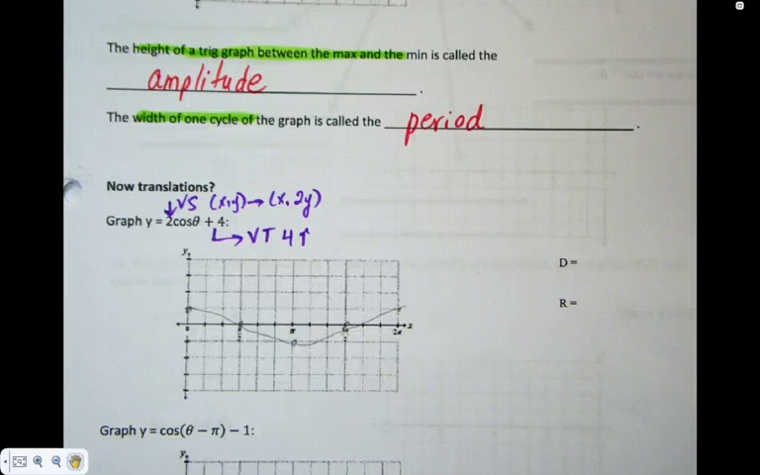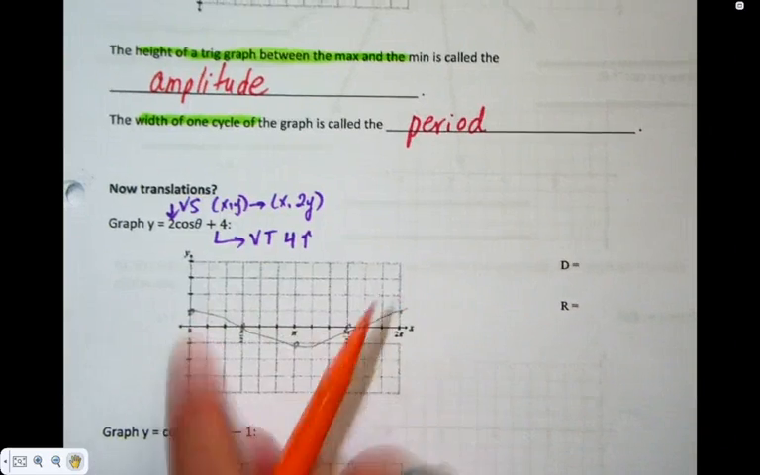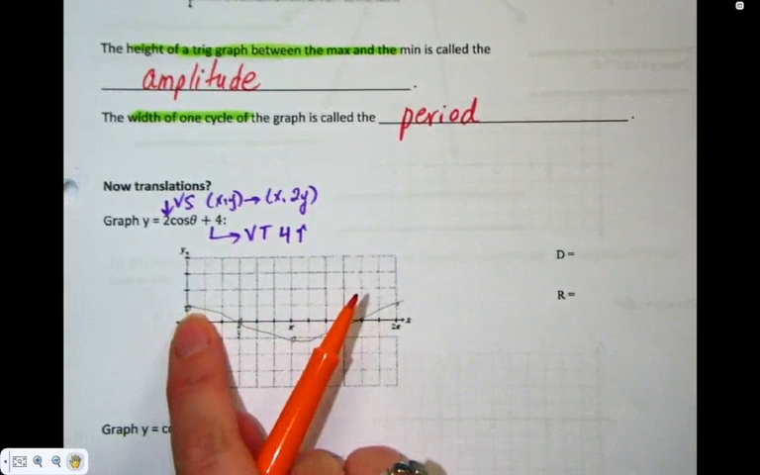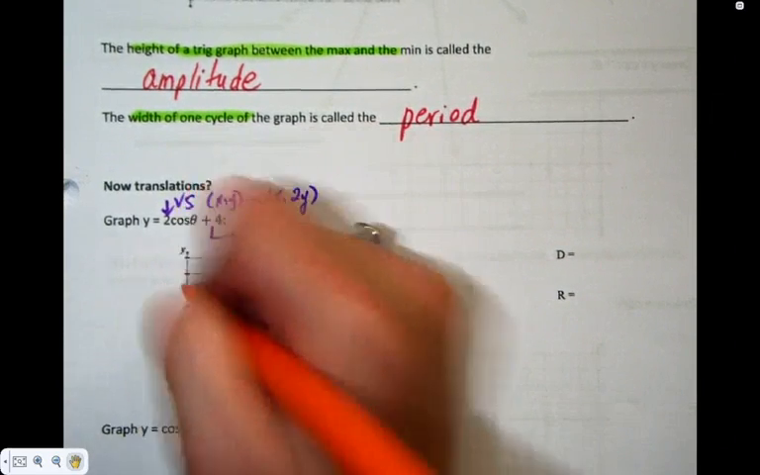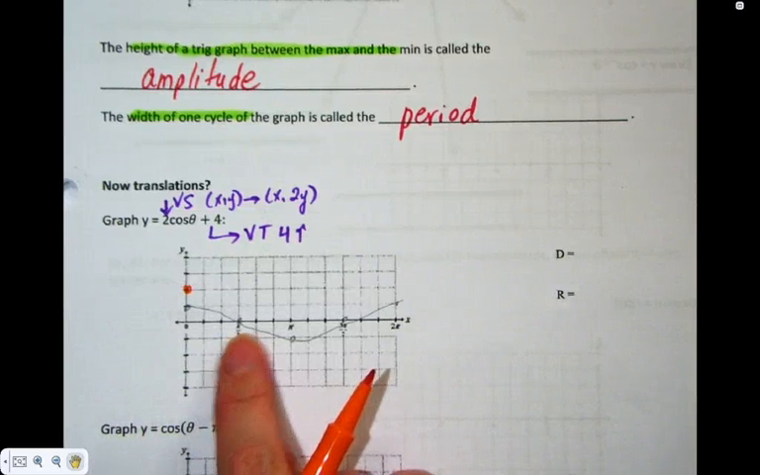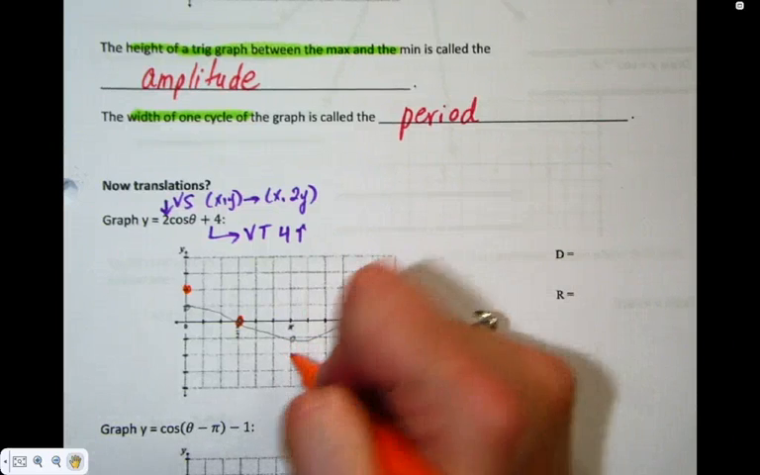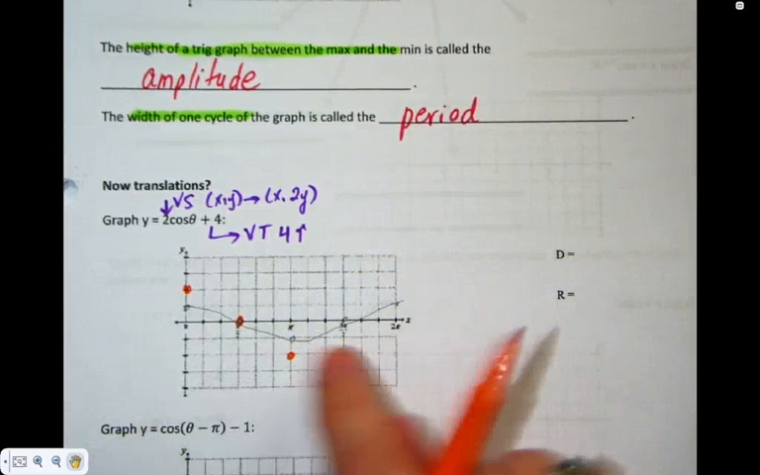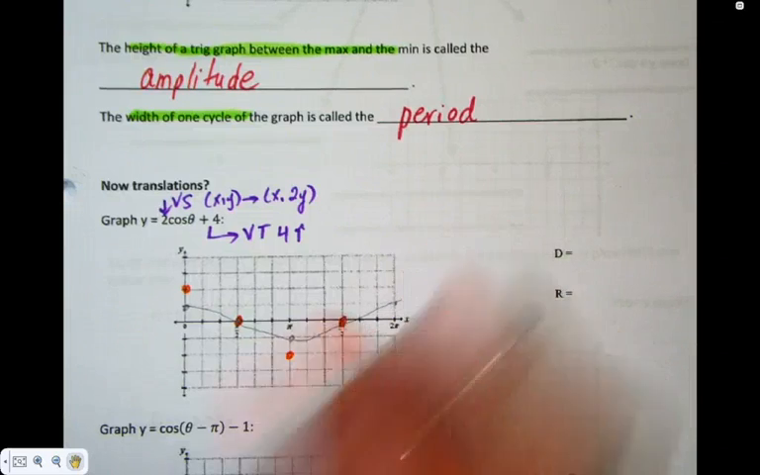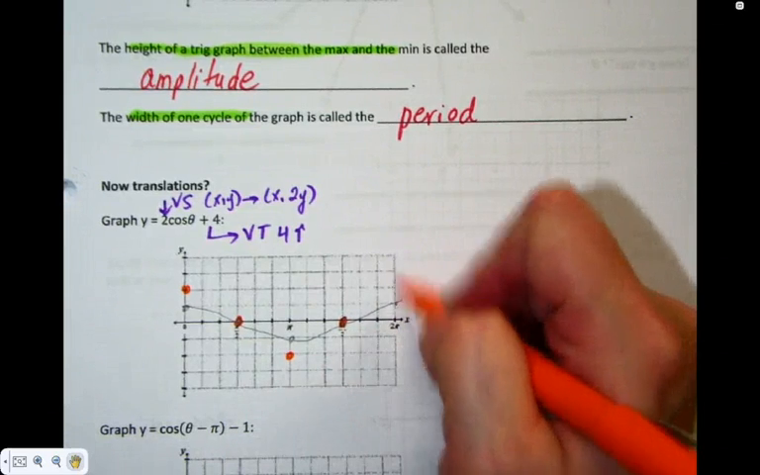What do I do first, the stretch or the translation? The stretch. Why? Because it's first. And if you go back to BEDMAS, what comes first? Multiplication or addition, subtraction? Multiplication. That's why we do it first. So I'm going to take all these y values and times by 2. So 1 times 2? 2. 0 times 2? -1 times 2? 0 times 2? And 1 times 2?